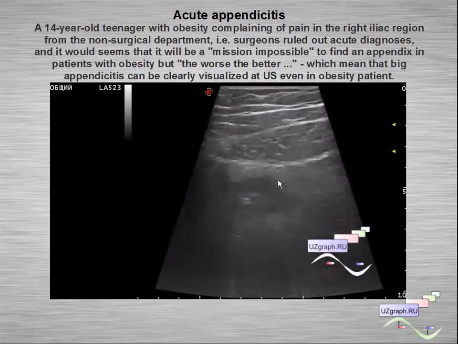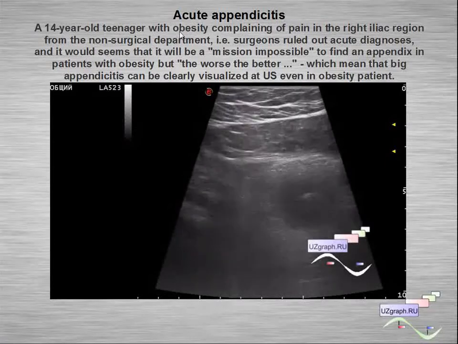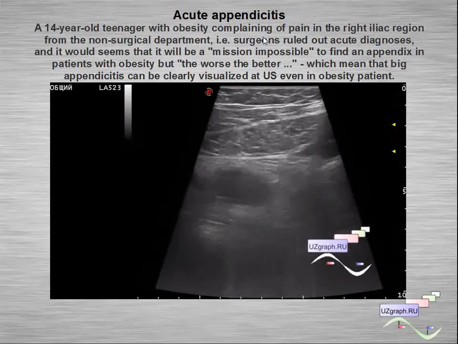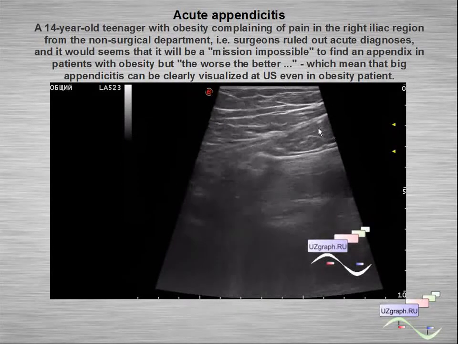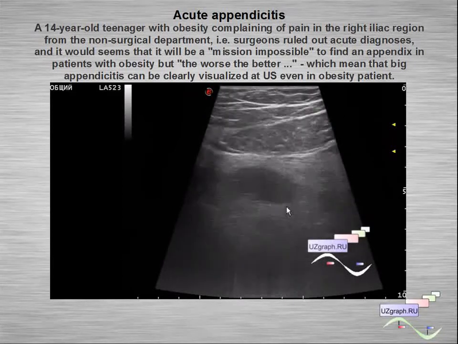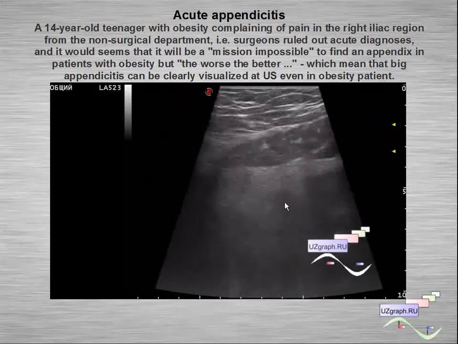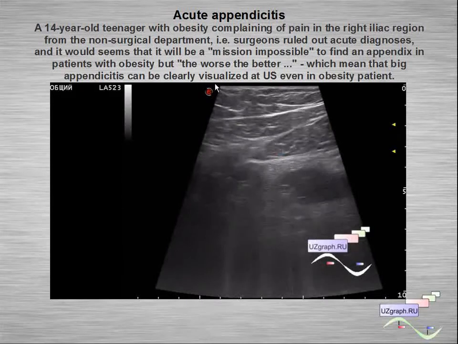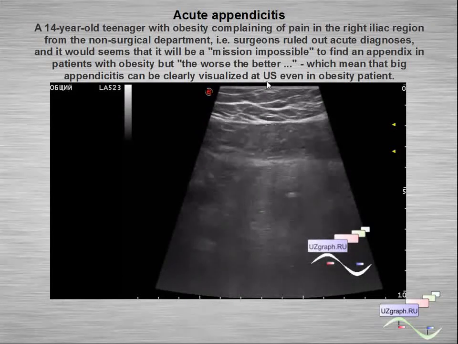Another example of acute appendicitis, a 14-year-old teenager with obesity, and obesity is a known problem for ultrasound scanning. But in this case, there is no problem finding the appendicitis. We can see the anechoic appendix surrounded by hyperechoic omentum. Everything is clear, as we can say the worse is the better, which means that a big appendicitis can be clearly visible even in an obese patient.